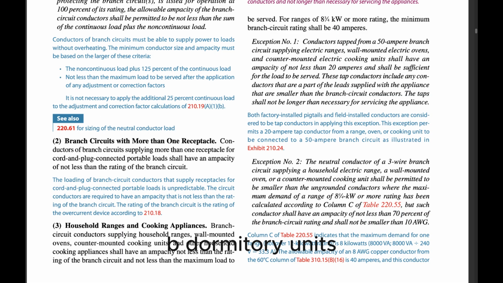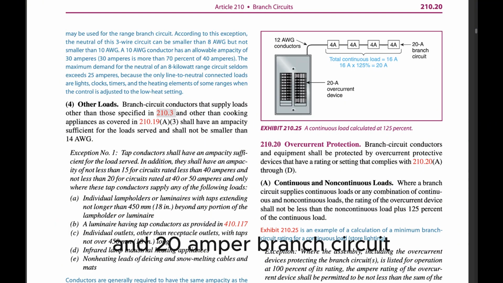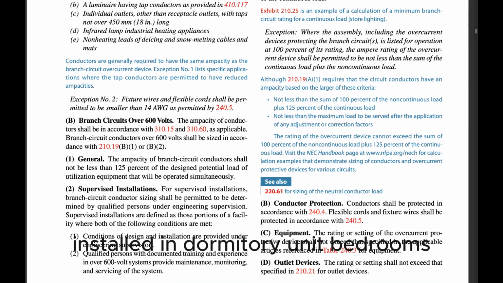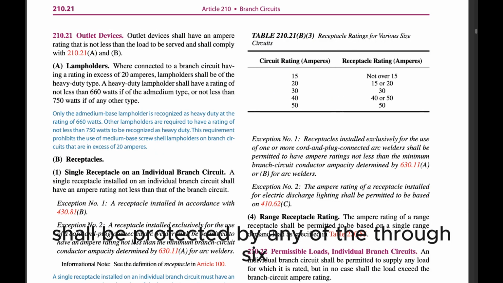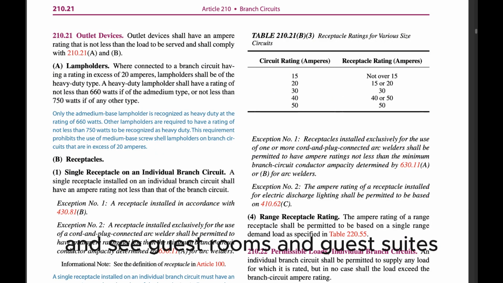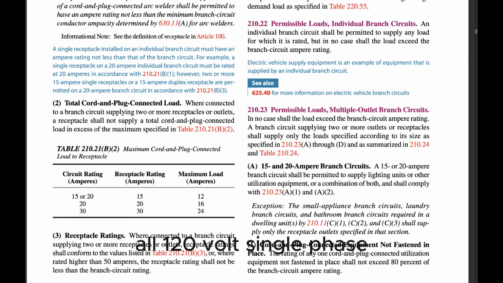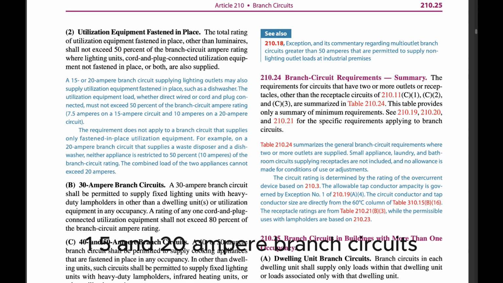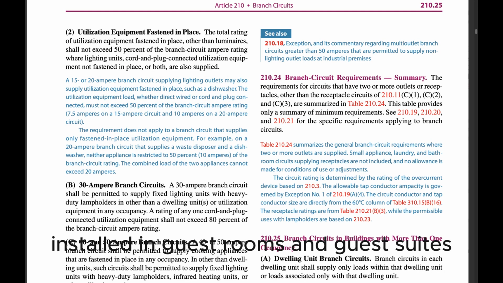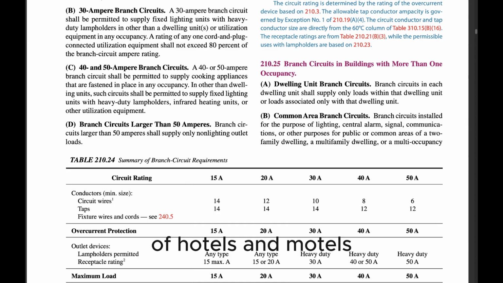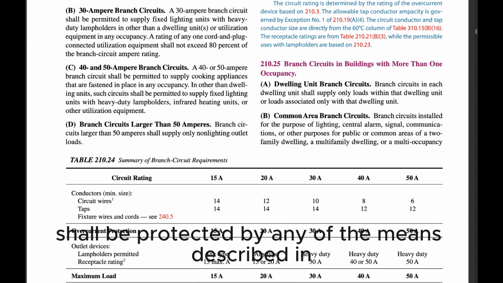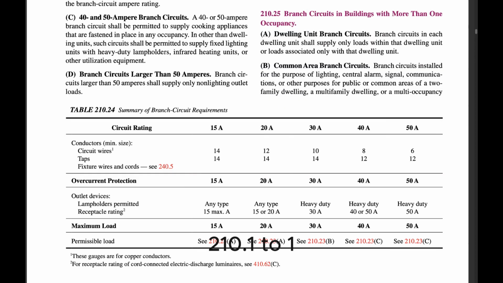B. Dormitory units. All 120-volt, single-phase, 15- and 20-ampere branch circuits supplying outlets and devices installed in dormitory unit bedrooms, living rooms, hallways, closets, and similar rooms shall be protected by any of the means described in 210.12(A)(1) through (6). C. Guest rooms and guest suites. All 120-volt, single-phase, 15- and 20-ampere branch circuits supplying outlets and devices installed in guest rooms and guest suites of hotels and motels shall be protected by any of the means described in 210.12(A)(1) through (6).